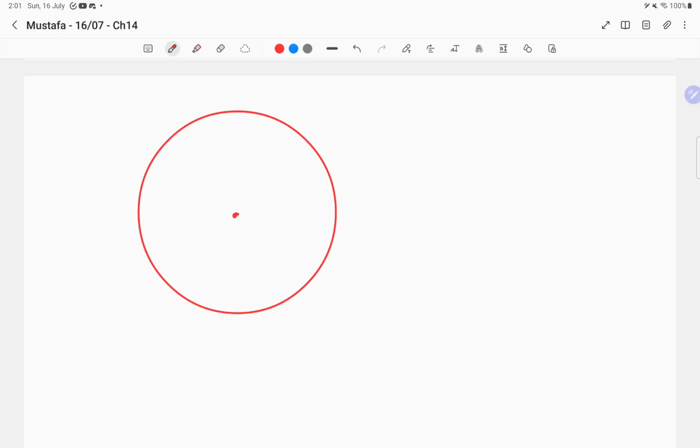Now, tell me, do you think the arc is like a line or? It's like a slope. A slope. Yep. The part of the circumference between two radii.